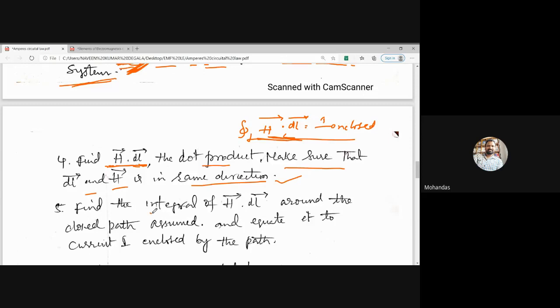take the integral. Find the integral of H dot dl around the closed path that is assumed. And equate it to which one? The current I enclosed by that path. So after calculating this LHS, we have to equate it to I enclosed. This is not a proof. These are the steps involved in calculating the magnetic field intensity.